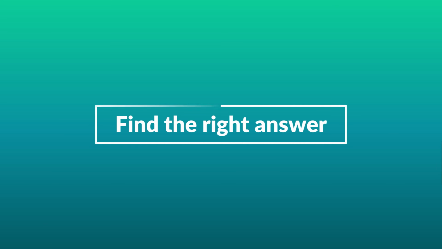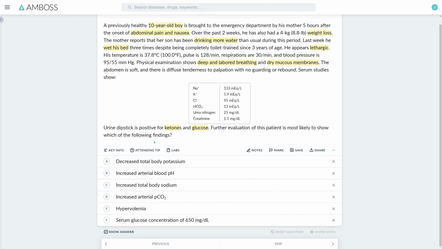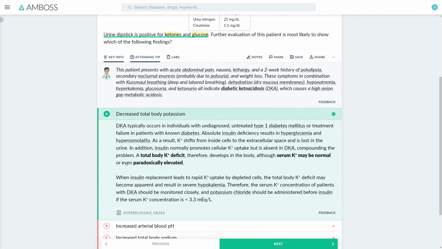So to answer the question, which of these findings would we expect? Decreased total body potassium is correct, despite the hyperkalemia in the labs. How do we explain this paradox? There are 3 main mechanisms involved.